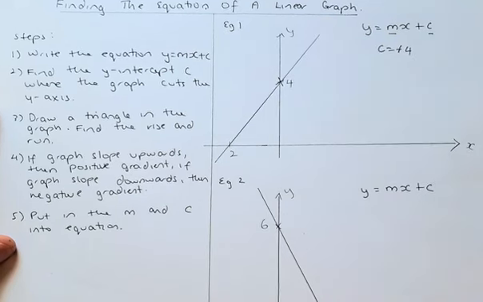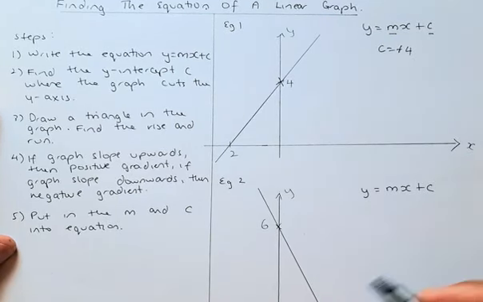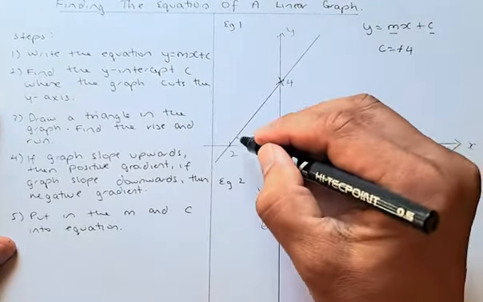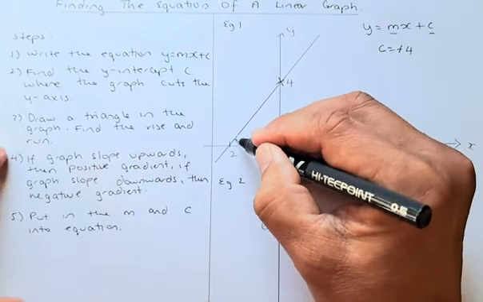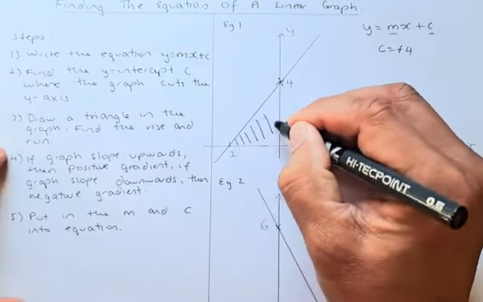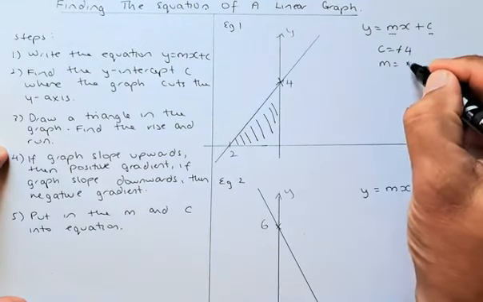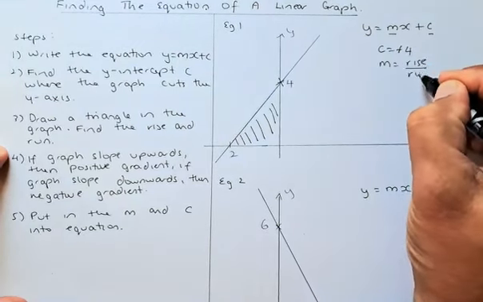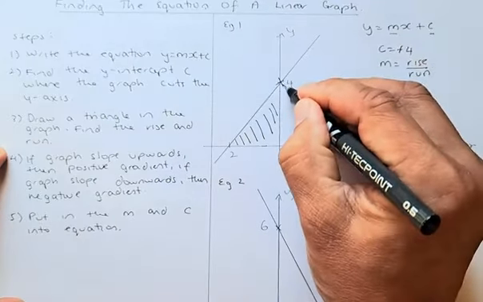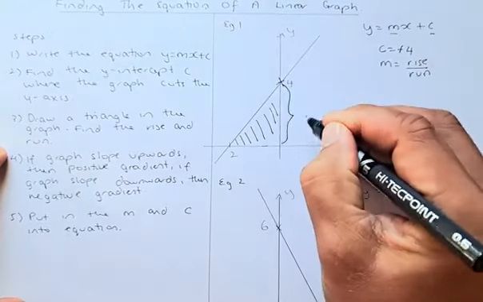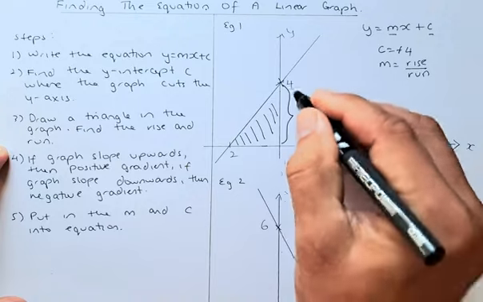Now you want to find the gradient. If you find the gradient, then the equation will be solved. To find the gradient, you draw a triangle, and you find the gradient by doing the rise divided by the run. So the rise is from this point to 0, very simple. That is 4, because 0 to 4 is 4.